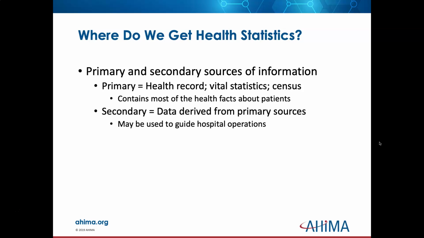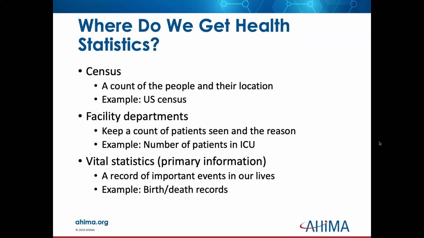Secondary data sources are derived from those primary sources, and those are data warehouses and databases, and they are then used to guide hospital operations. So you're taking the basic health facts about the patient, you're deriving data from that, and then it's used to guide those hospital operations. And again, you need to know this information for your quiz. All right, where do we get health statistics? They come from censuses, facility departments, and vital statistics. And they give us some examples here.